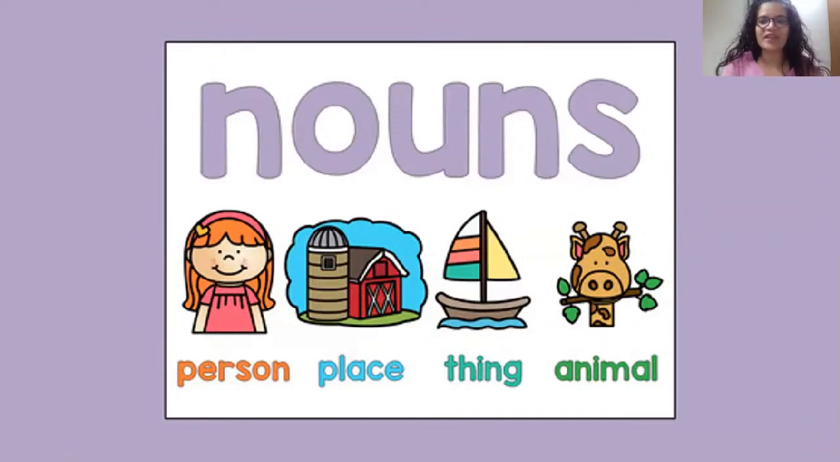A boat, animal. Dog, cat, elephant, tiger, lion, peacock, even birds come under animals. Okay? So all these are nouns. So what are nouns? Repeat after me. Person, place, animal, thing. Very good. Let's go one by one into that.